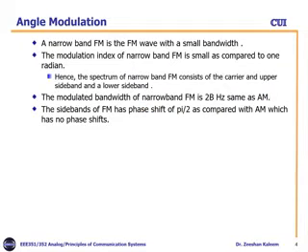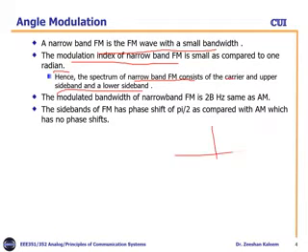So narrowband FM is the FM wave with a small bandwidth. As I told you, the modulation index of a narrowband FM is small as compared to 1 radian. Hence, the spectrum of a narrowband FM consists of the carrier and the upper sideband and lower sideband. For example, carrier in the center, upper sideband, lower sideband. And the modulated bandwidth of a narrowband FM is 2B, same as the AM.